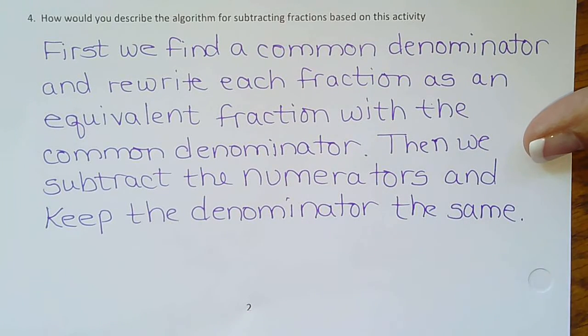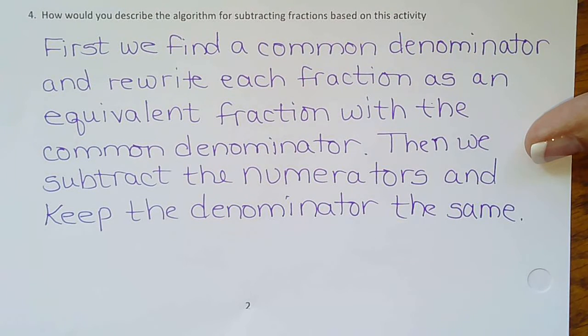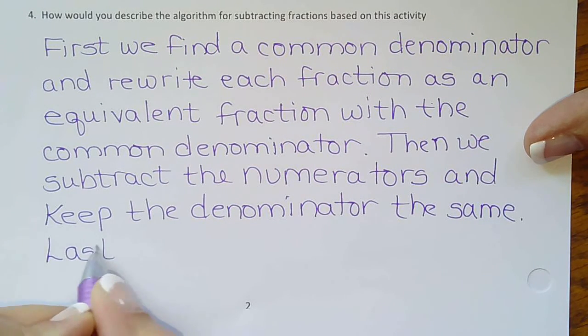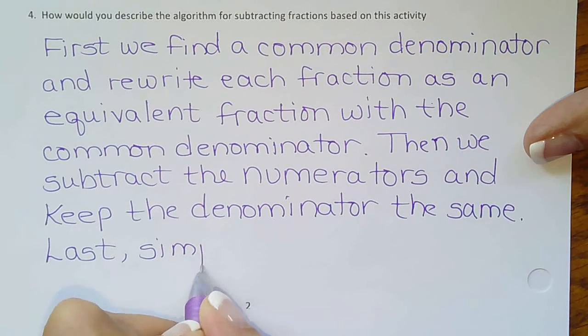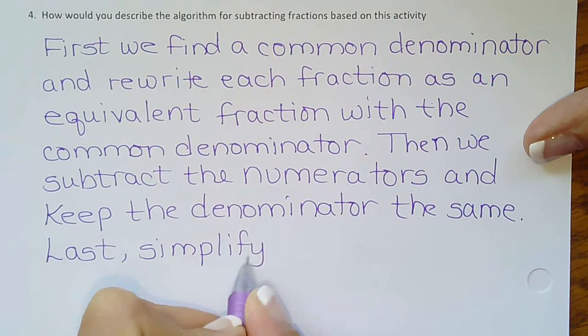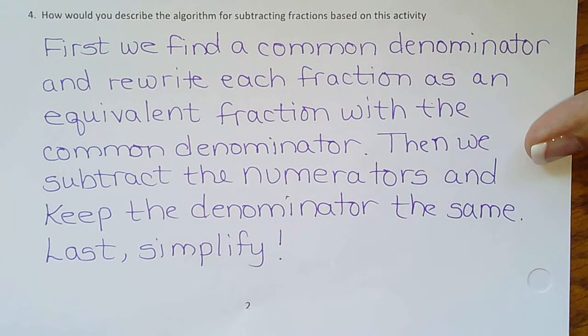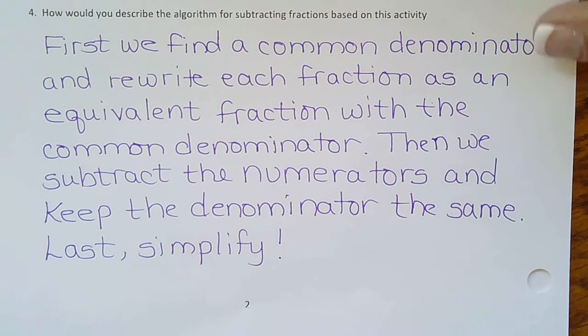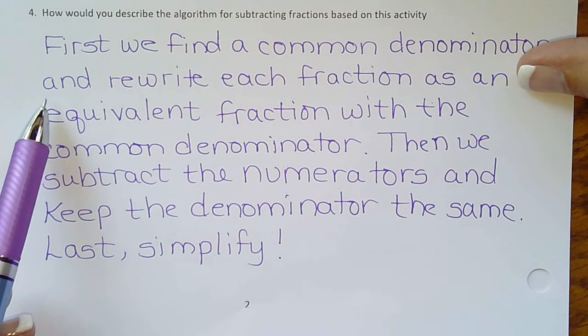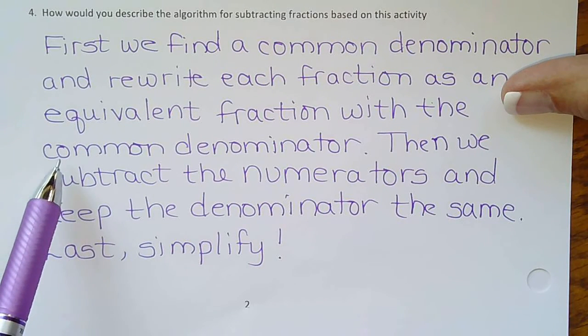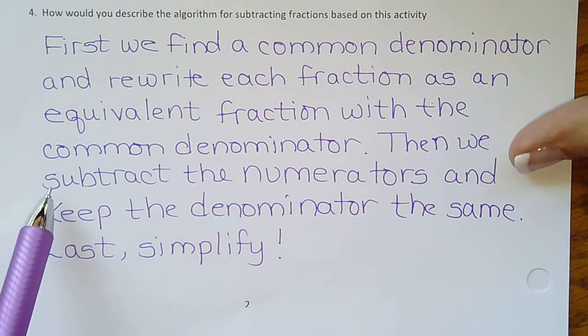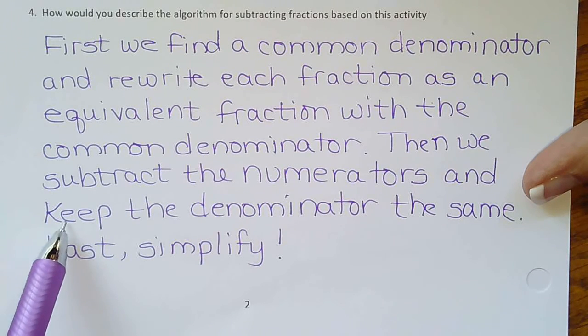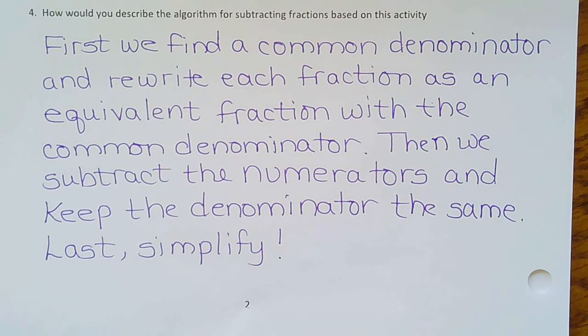And what's our last step with every fraction problem? Simplify. So last, simplify. So first we find a common denominator and rewrite each fraction as an equivalent fraction with that common denominator. Then we subtract the numerators and keep the denominator the same. Last, we simplify. So if you didn't get all that down, just stop the video now and copy it.